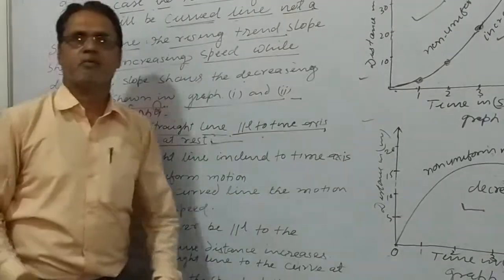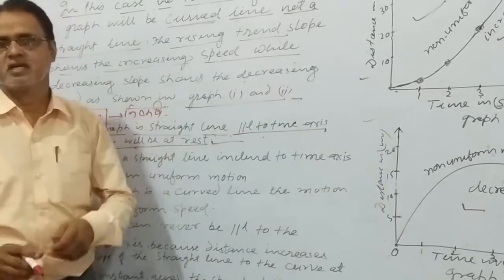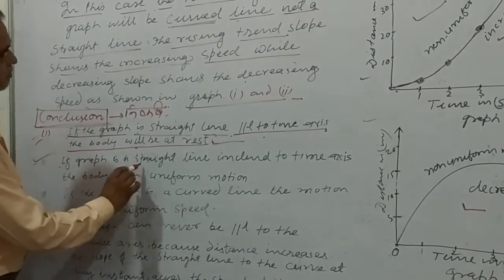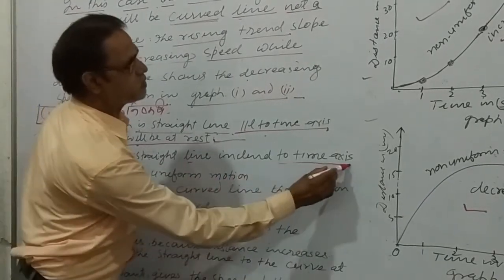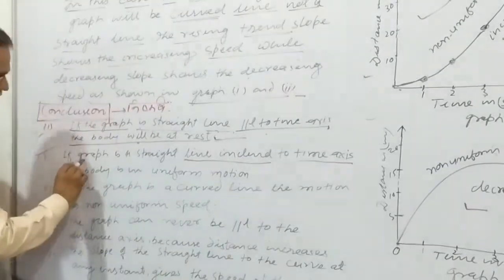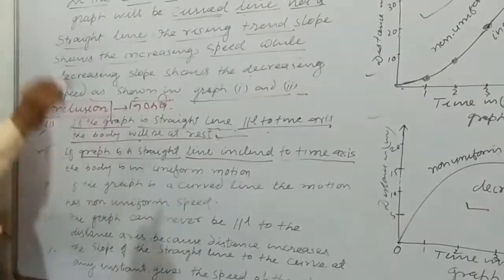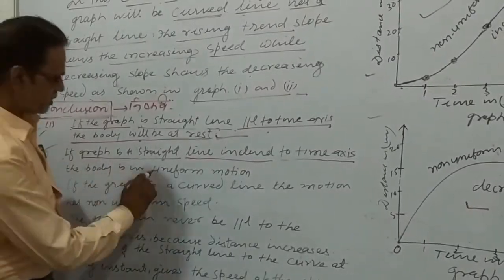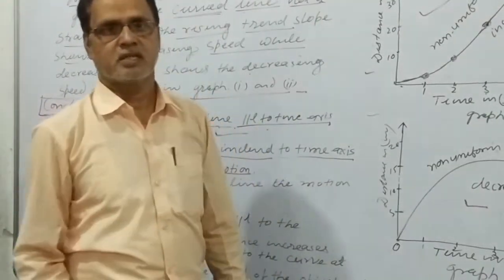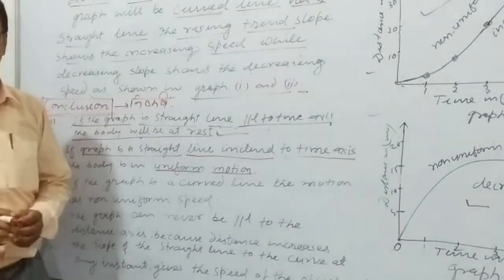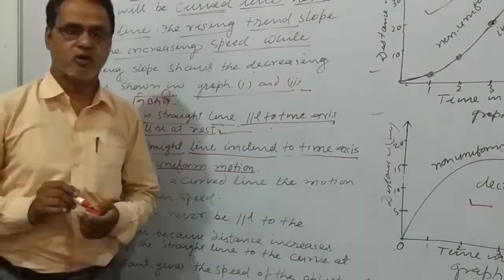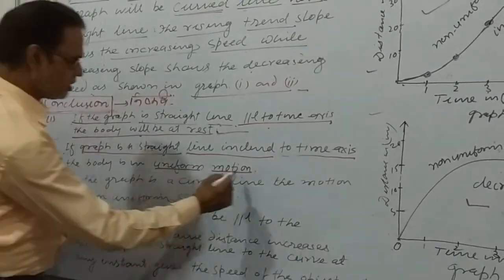Understanding? The position of the body does not change, it is stationary. Second conclusion क्या है? If the graph is a straight line inclined to the time axis, यदि ग्राफ inclined to the time axis हो, a straight line हो, but inclined to the time axis, then the body is in uniform motion. तब body क्या होगा? Uniform motion में होगा. The graph shows the straight line inclined to the time axis, then it is said to be uniform motion, and the body is said to be in uniform motion.